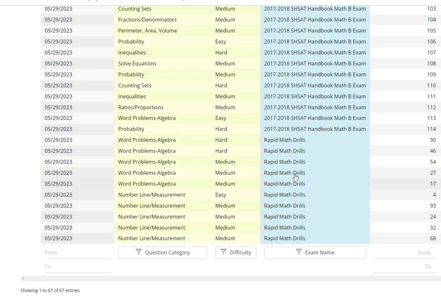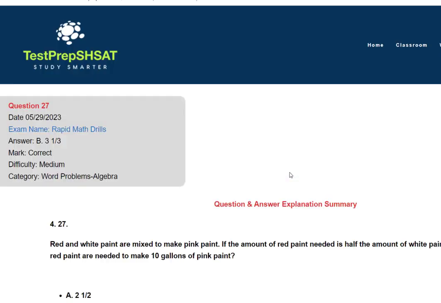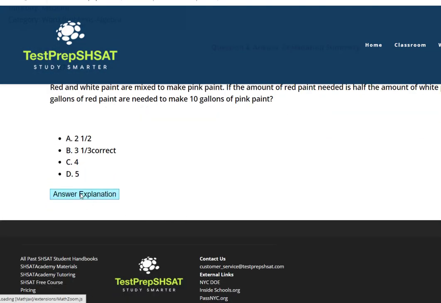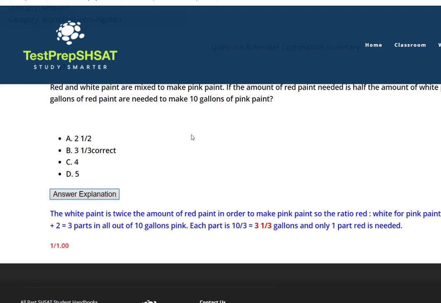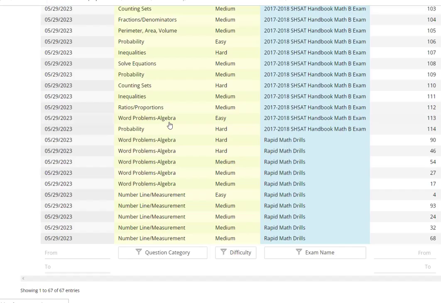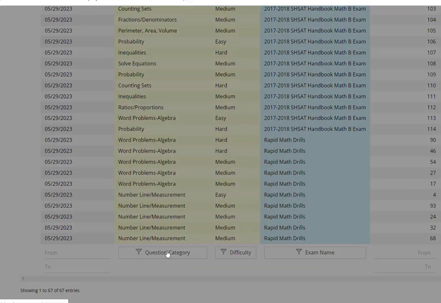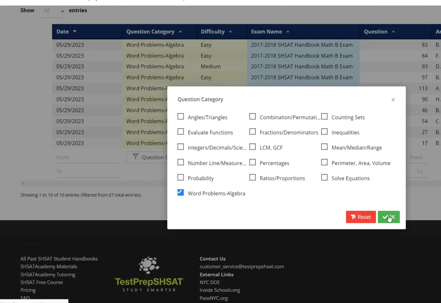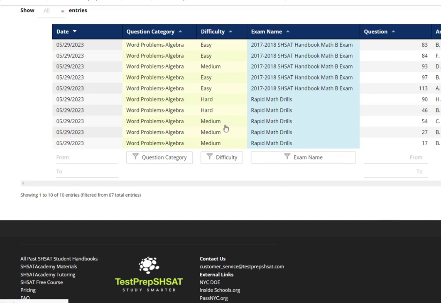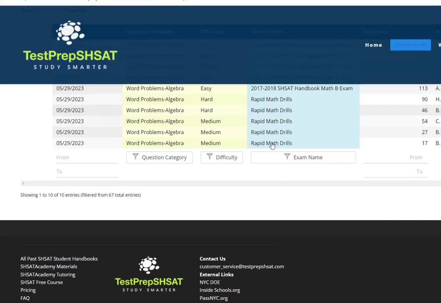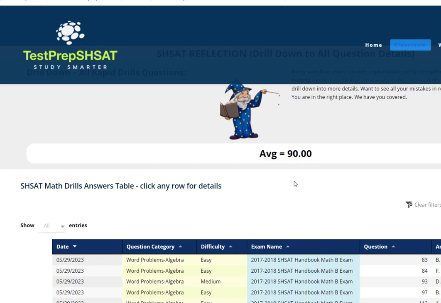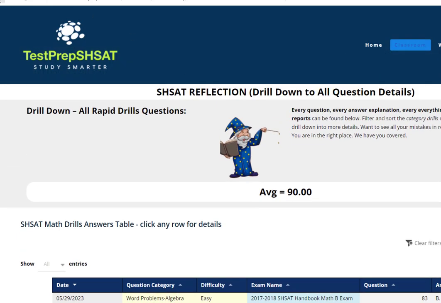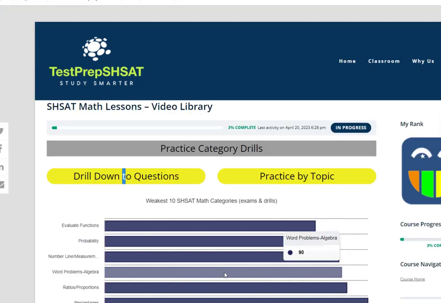And we can see exactly how we did and drill down to particular details of every question, including the answer explanation. So this allows us to go back on our drills and check how we're doing on each of the drills. So for example, I might want to sort this by word problems. Well, there are my word problems, or filter it, I should say, by word problems. And I'll see the word problems from the exam and from the rapid drills. I can see how I'm doing on word problems. That's 90. Recall, that's exactly what my graph indicated from my word problems, 90.